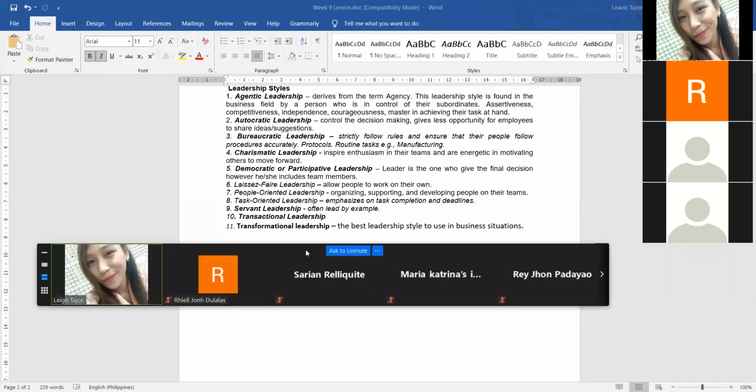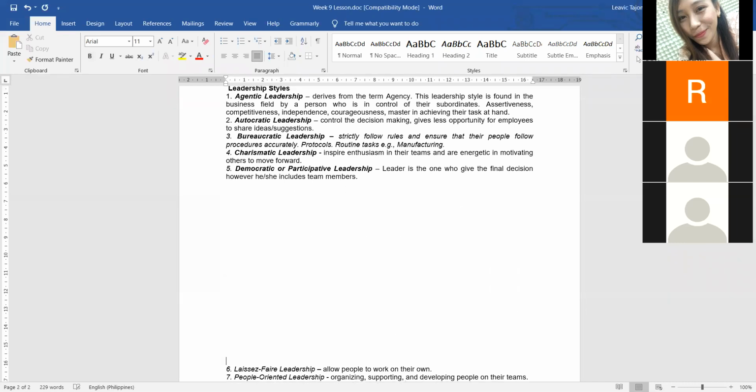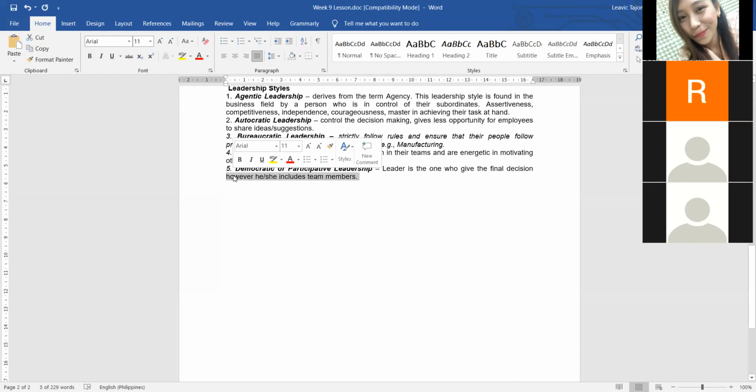So let's go back. Let's confirm if the idea of Reljan is correct. So it says here, democratic or participative leadership is a kind of leadership where the leader is the one who gives the final decision whenever he or she includes the team. Or in short, that is what Reljan is saying.